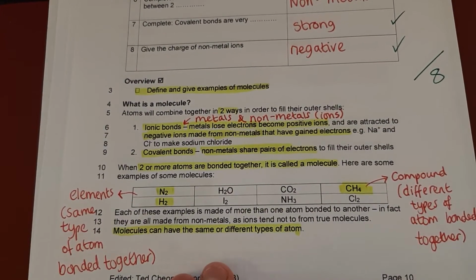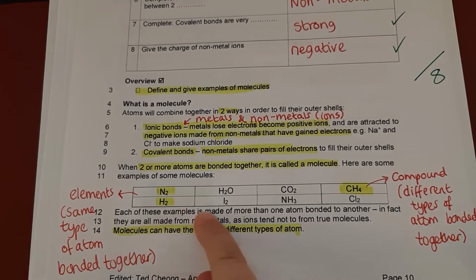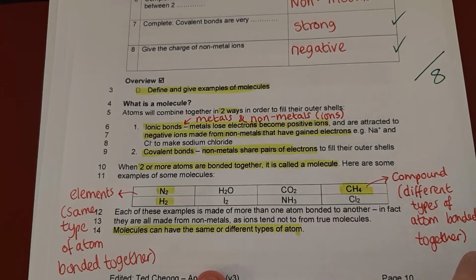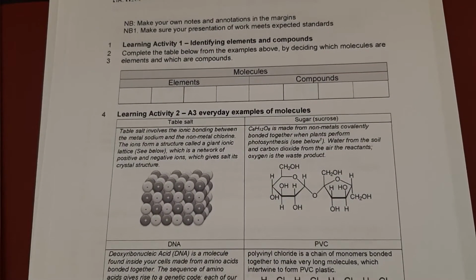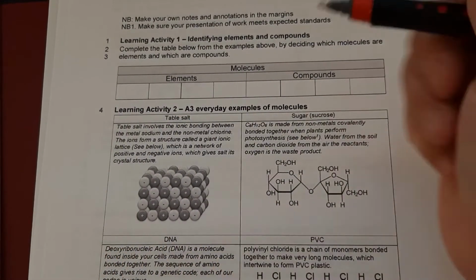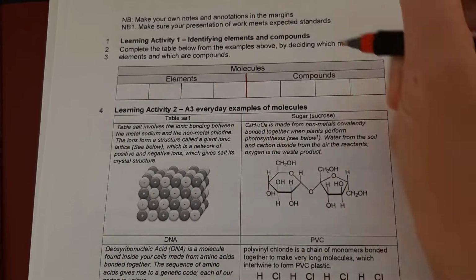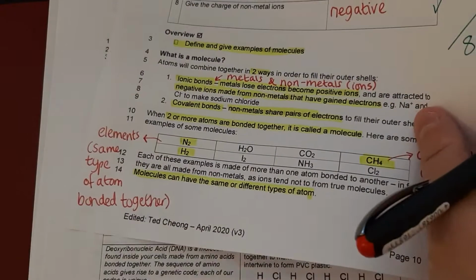So now we're going to move on to activity 1 on the next page. You will need to keep this page handy because you're going to use these examples of molecules to complete table 1 shown on the next page. Now, you will need to identify 4 elements and 4 compounds. So, one of our examples from the previous page of an element was N2.